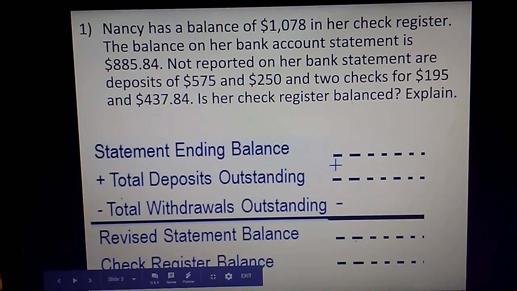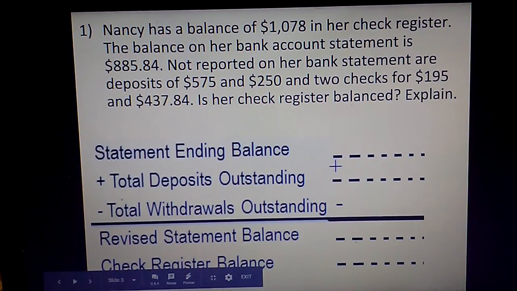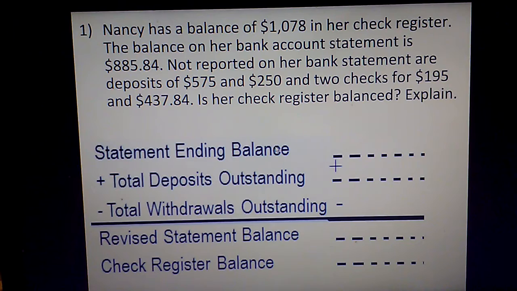Explain. So we're going to use this little form down here in order to find out if it's balanced or not. So it says statement ending balance. We are going to start with, this is the ending balance the statement says she has. So we go up here, the balance on her bank account statement is $885.84. That's the number that's going to go in this first blank. Total deposits outstanding. We've got the 2 deposits for $575 and $250. Add those totals together, and the total goes here in this blank, $825.